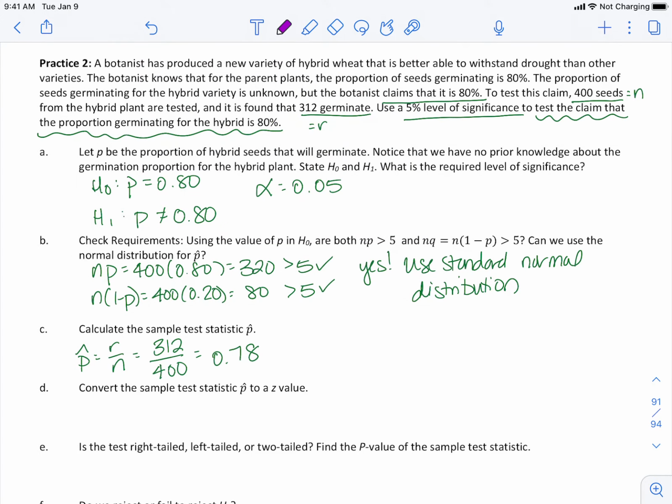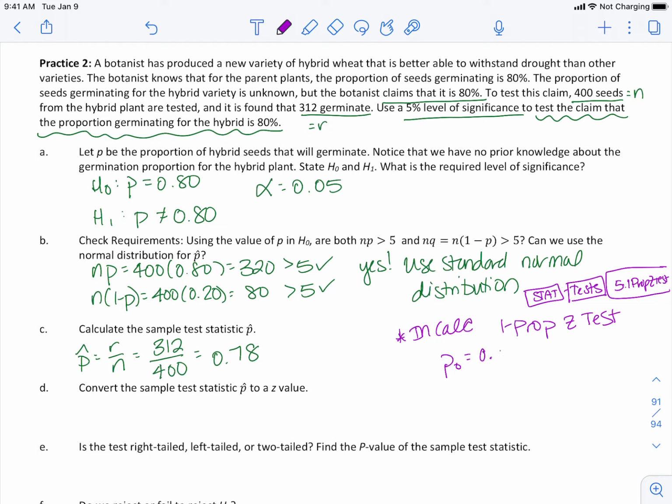So in your calculator, this time we're going to choose the 1 proportion z test. So if you recall, in order to find this, we're going to hit stat. Then we're going to arrow over to tests. And then the 1 proportion z test is choice 5. Okay, again, choice 5.